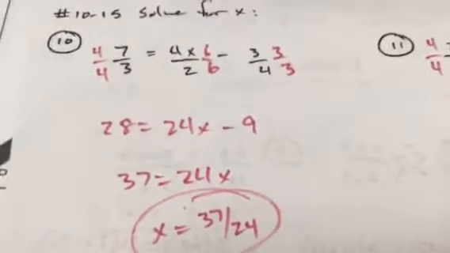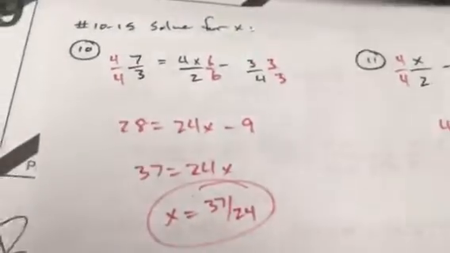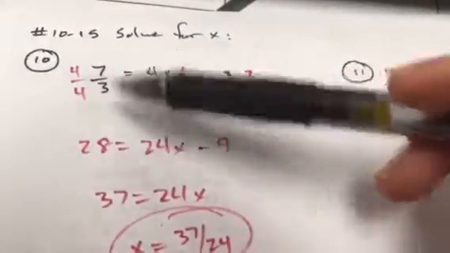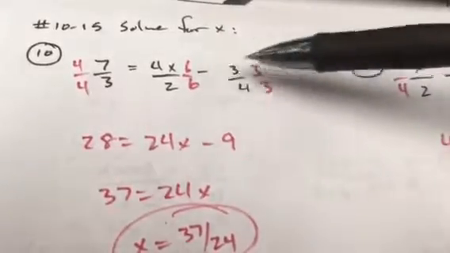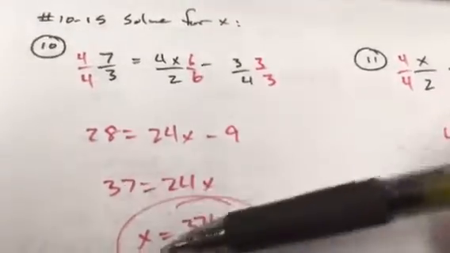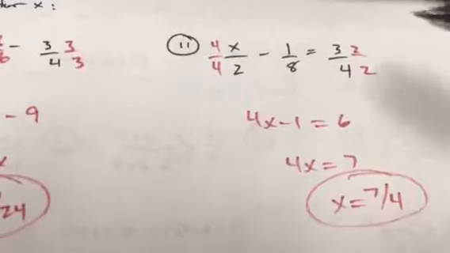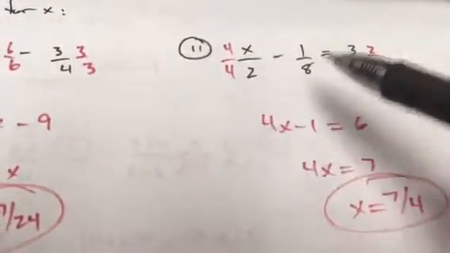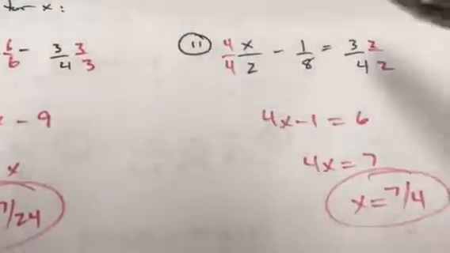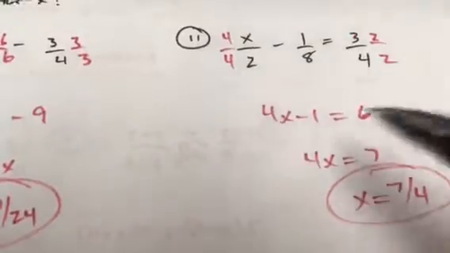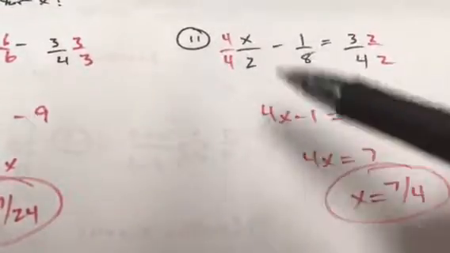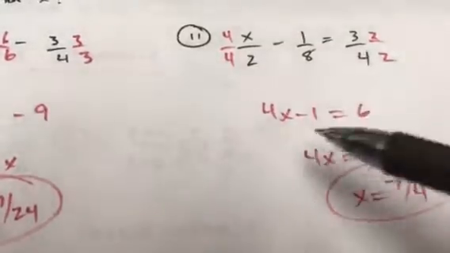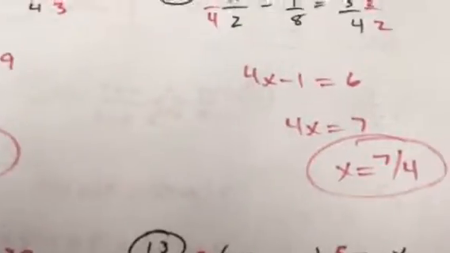When all the denominators are the same, then you just do 4 times 7, 28, equals 6 times 4x, 24x, minus 3 times 3, 9. Add 9 to both sides, divide by 24. Here, the lowest common denominator would be 8. Give this a 4 over 4. Give this a 2 over 2. Now, when all the denominators are 8s, you have 4 times x, 4x, minus 1 equals 6. Add 1 to both sides and divide by 4.